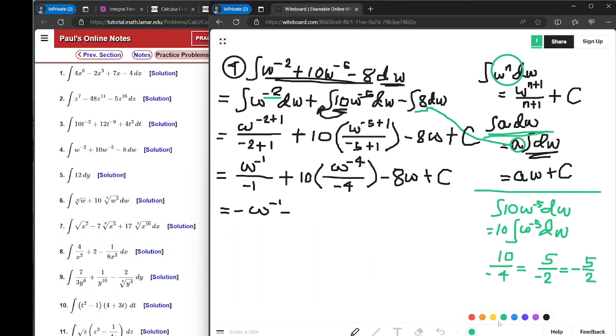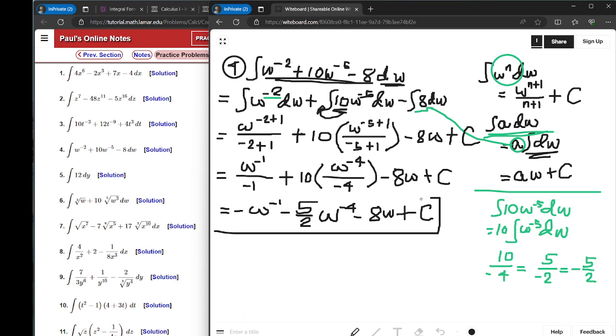Which means our answer here will become negative 5 over 2 times w raised to power of negative 4 minus 8w plus c. So we can simplify it further. So this will be our answer. This is now the integral of this expression. The answer to this problem is this one.